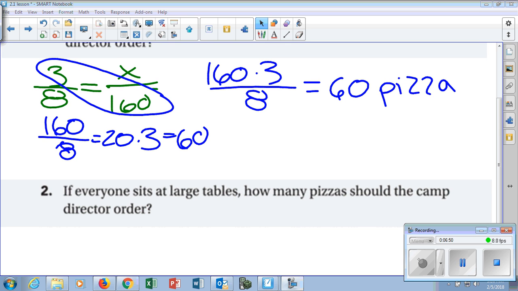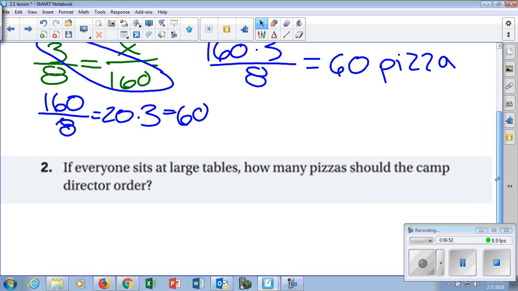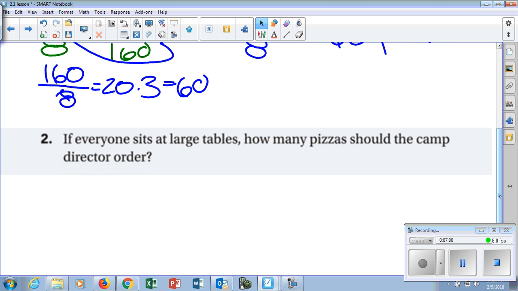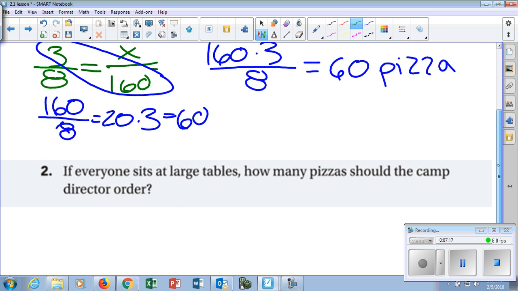Let's come back together. So, Eliana, what did you find? How many pizzas do we need for this large table? You got 64, exactly. How did you get that? What proportion did you set up? Okay. Did you write up a proportion like this? Or no? I did, but then I did.